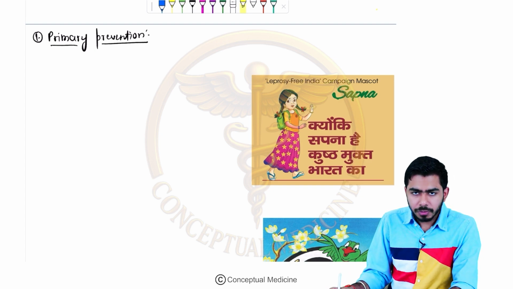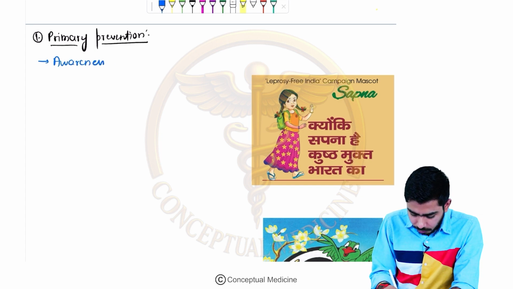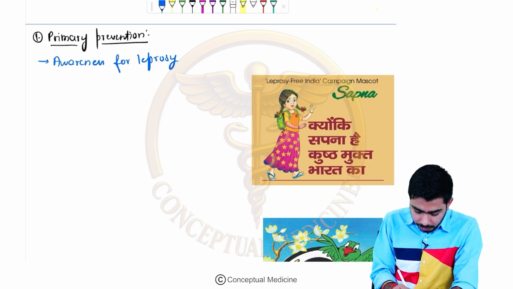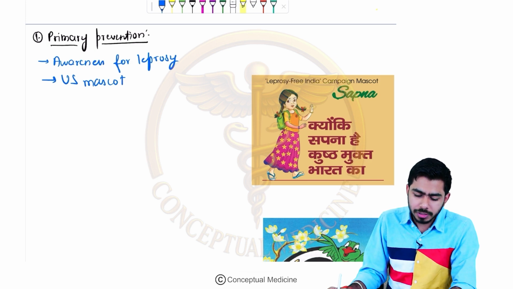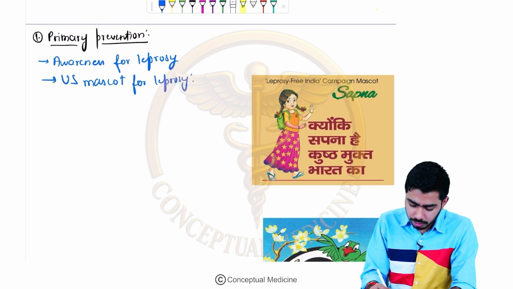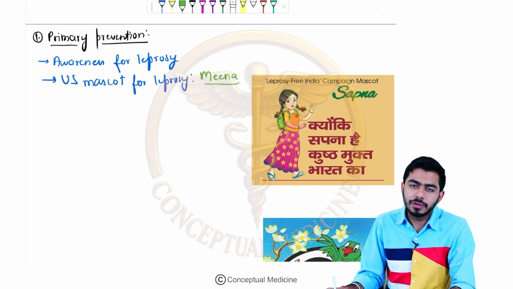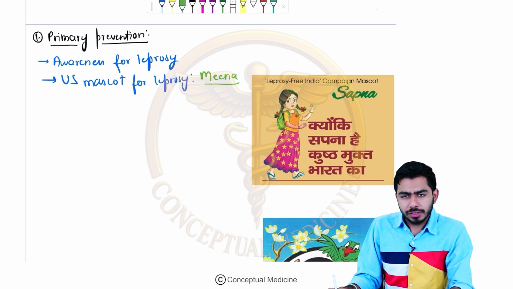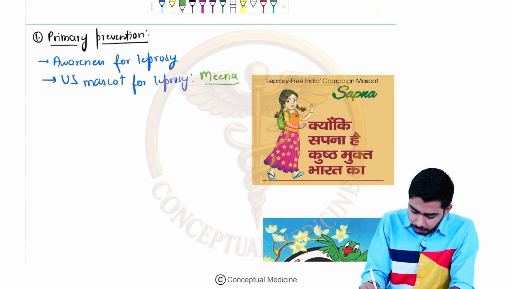In the primary level of prevention, we are talking about awareness regarding leprosy, so we need to educate the people about it. Then, in the US, there is a mascot for leprosy, a popular cartoon character named Meena. Probably you might have seen that as well.